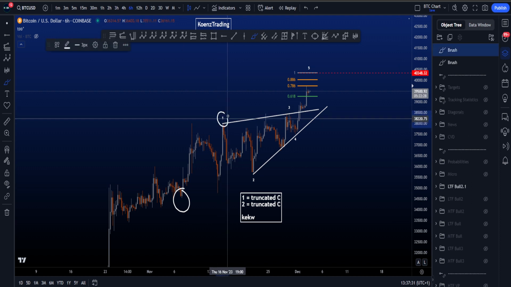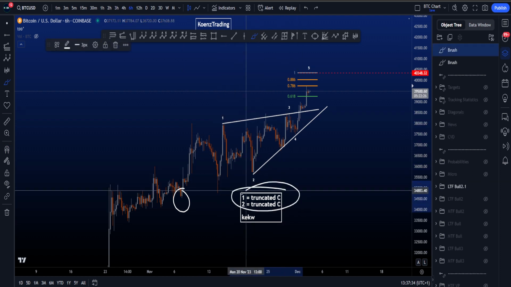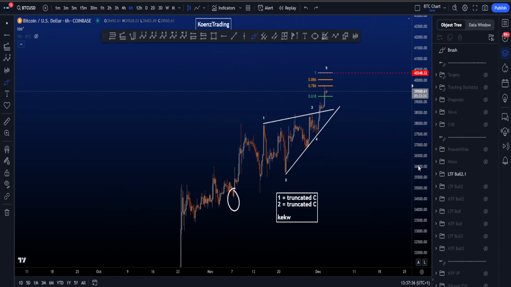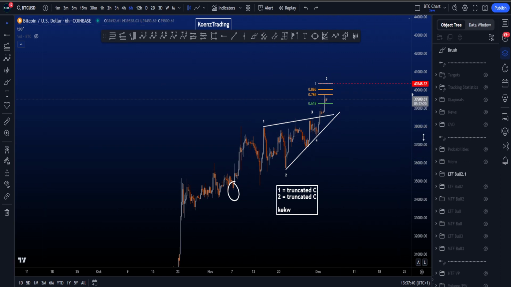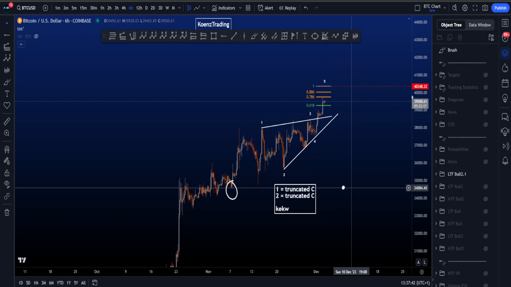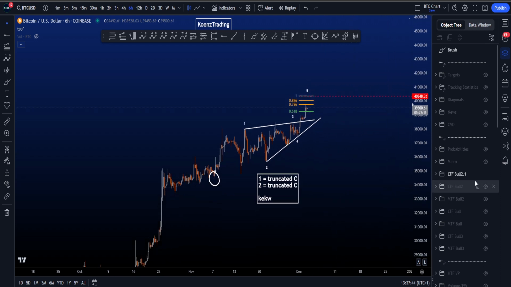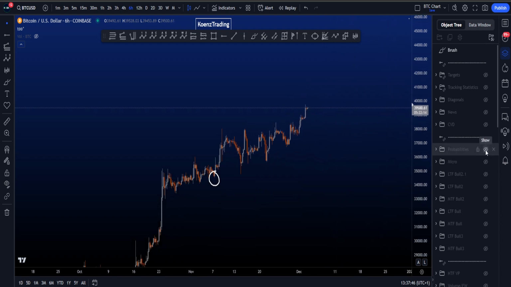But here we also have, again, the same 1 and 2 being truncated. That's not what we like to see. Besides, by the way, the structure of this diagonal is very ugly, but it's just a truncated wave Cs that really lower the probabilities of this particular scenario.